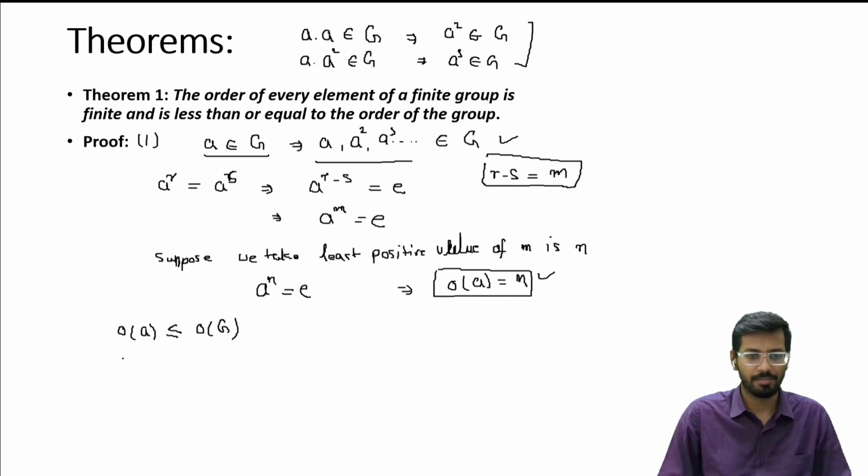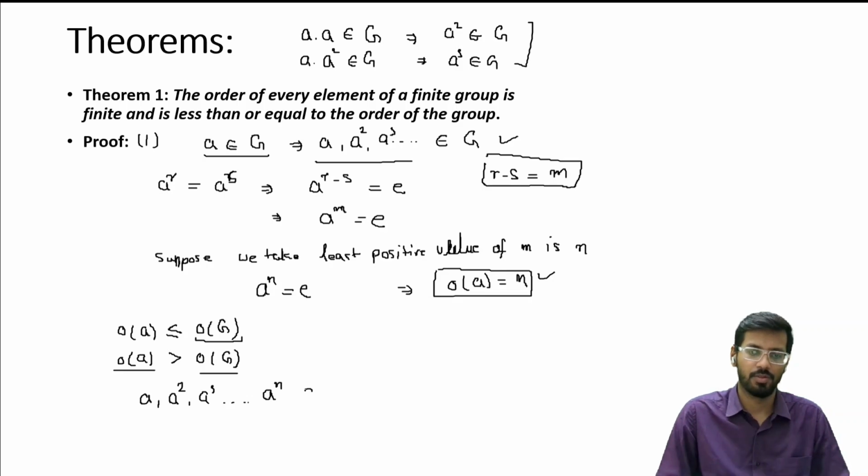So suppose we take order of a is greater than order of G, अगर हम किसी भी एलिमेंट का ऑर्डर उसके ग्रुप के ऑर्डर से ज्यादा कर लेते हैं, सपोज हम ये अज्यूम करते हैं, तो वी कैन से and here the given group is finite, so this order of group G is finite. Okay, so suppose we take order of A is n, so then by closure property we can say a square, a cube, so on, a raised to power n should belong to G.